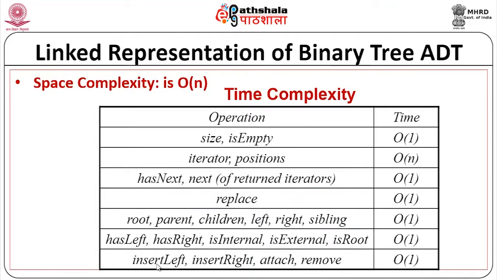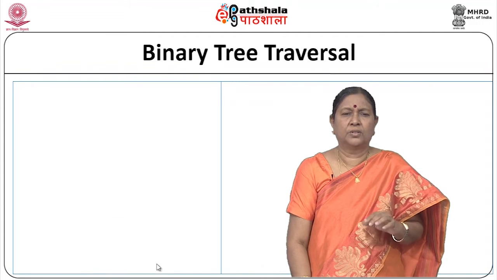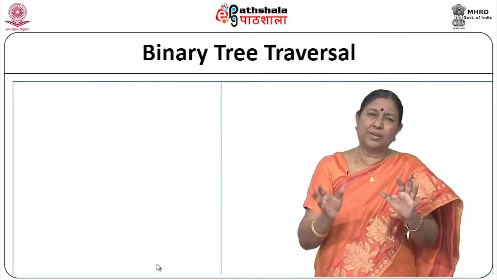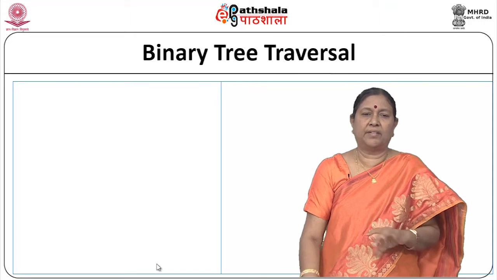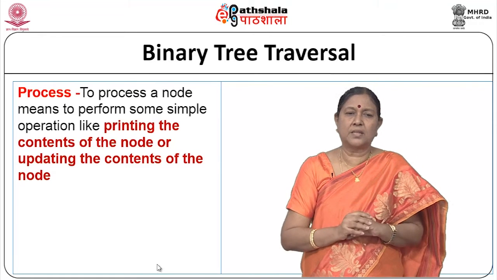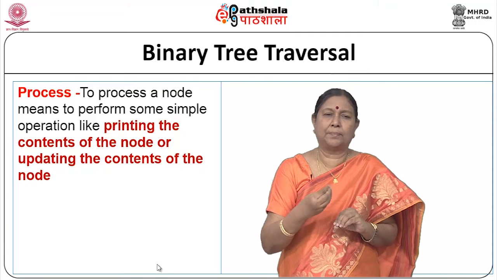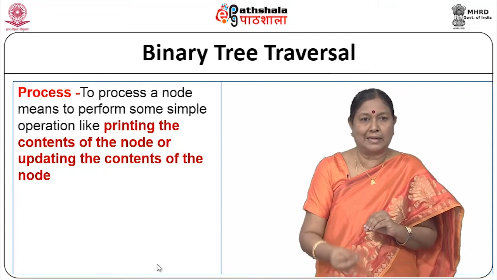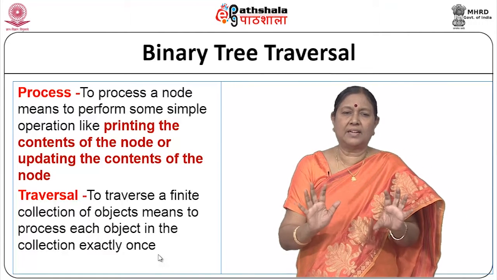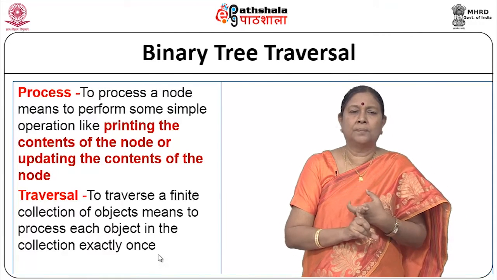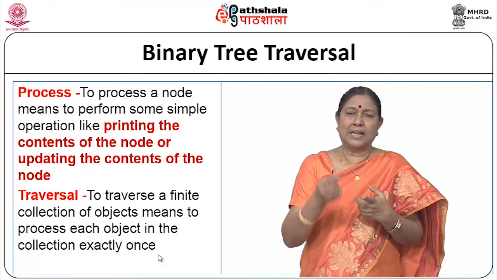Here the space complexity is of the order of n. Some operations, like iteration and positions, are of order n, and most of the other operations take O(1). Now let us look at binary tree traversals. We just looked at traversals for the general tree, but it is much more important to look at them from the binary tree angle. To process a node means to perform some simple operation like printing or updating the contents of the node. Traversal means to traverse a finite collection of objects, processing each object in the collection exactly once.